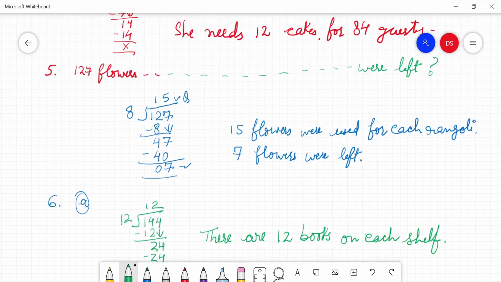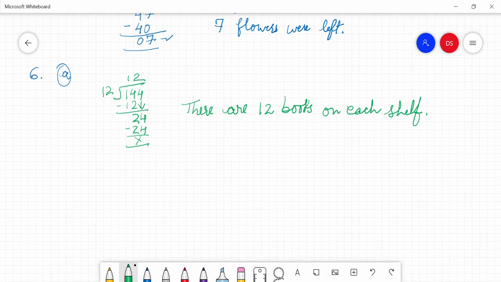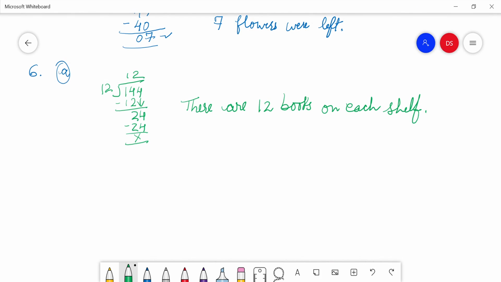Now we will move to the B part. The B part is, if 6 glasses are packed in a box, how many boxes are needed for 84 glasses? Children, we have 84 total glasses, and each box can have 6 glasses only. We have to find the number of boxes needed for 84 glasses. Question number B.